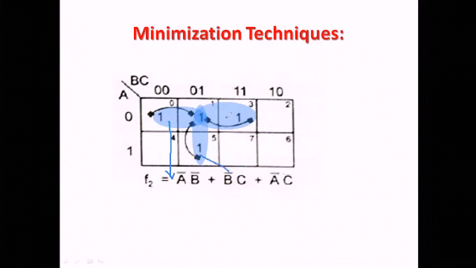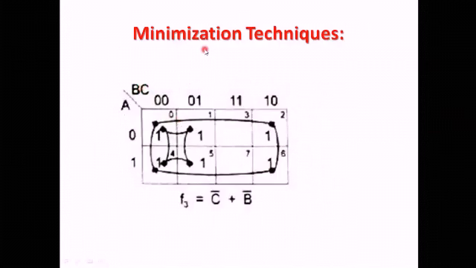Next are these two ones. In this case, the value of A is the same, that is A bar, that is 0, and the value of C is the same, that is 1, that is C. But here the value of B is changing. One time it is 0 and one time it is 1. So here it will be A bar C. So the expression is A bar B bar plus B bar C plus A bar C. Hope this is clear to all of you. Now let us move to the next slide.